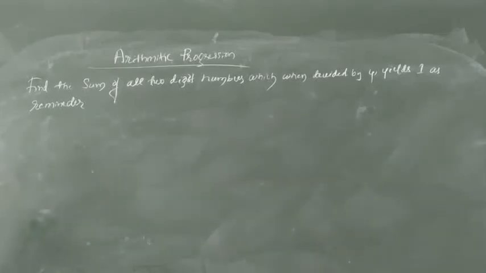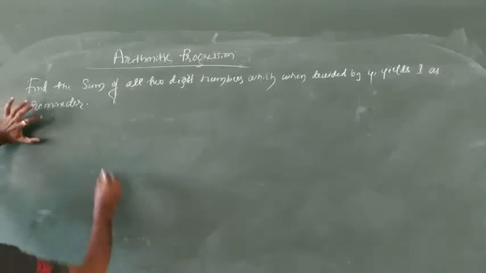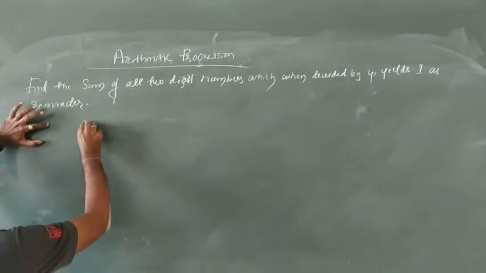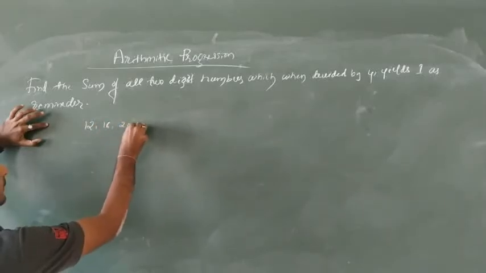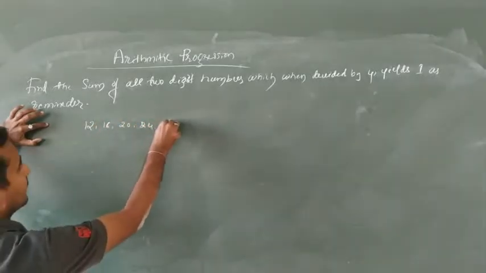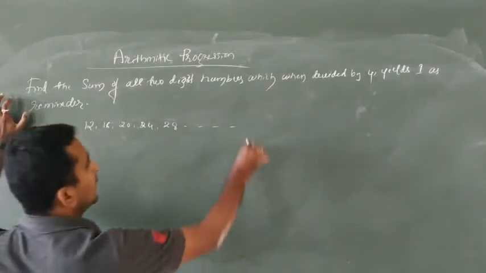Yields 1 as remainder. Okay. So the two-digit numbers start from 11, and those numbers are divided by 12, but the remainder should be 1. If I take the two-digit numbers which are divisible by 4, that is 12 and 16, keeping a difference of 4: 20, 24, 28, and so on up to 98.